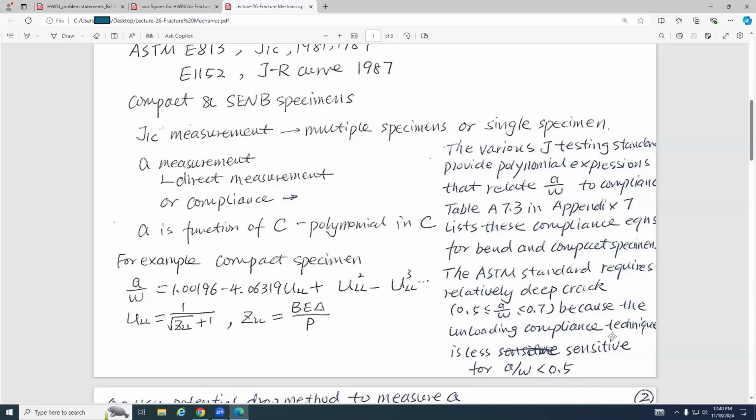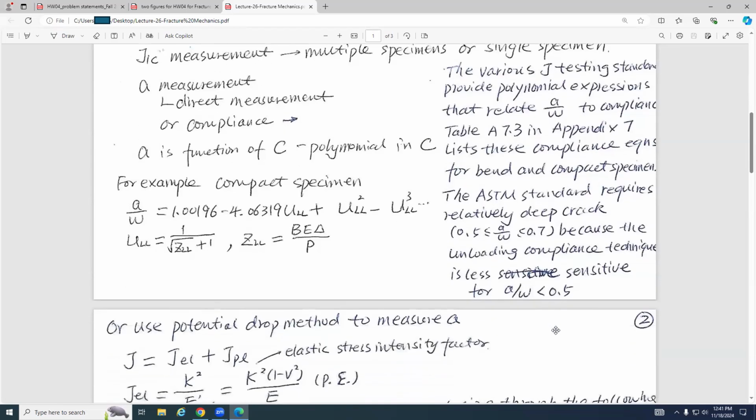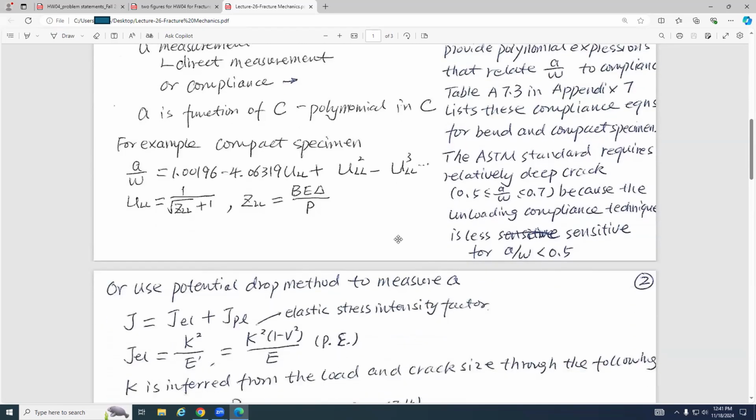because the unloading compliance technique is less sensitive when A over W is less than 0.5, and this compliance test technique is not sensitive there. I'm going to stop here now, guys.